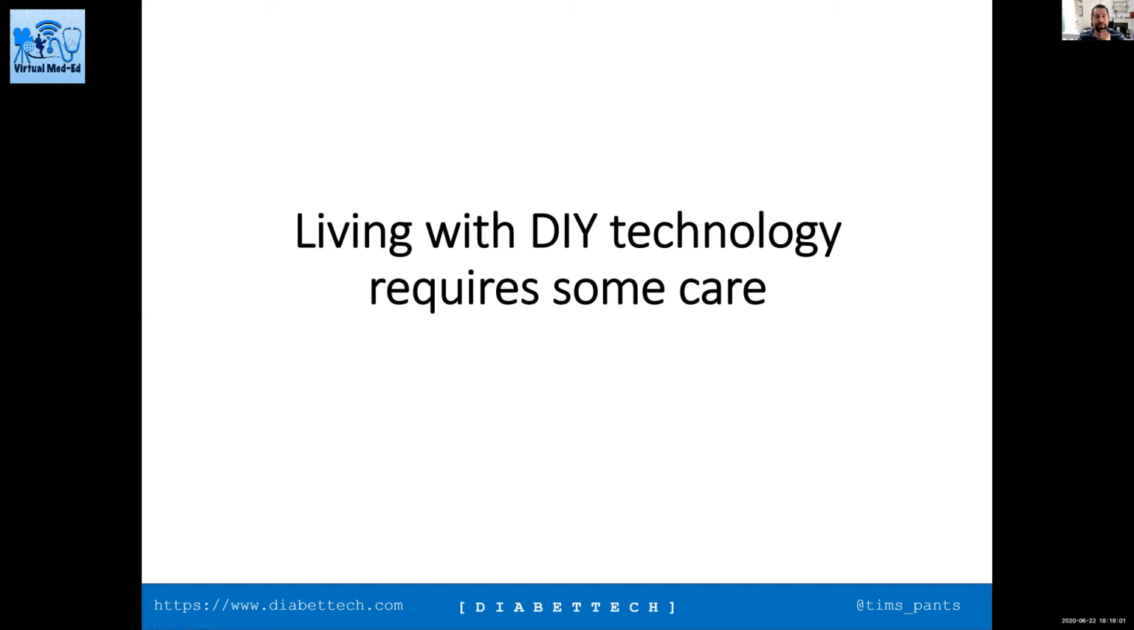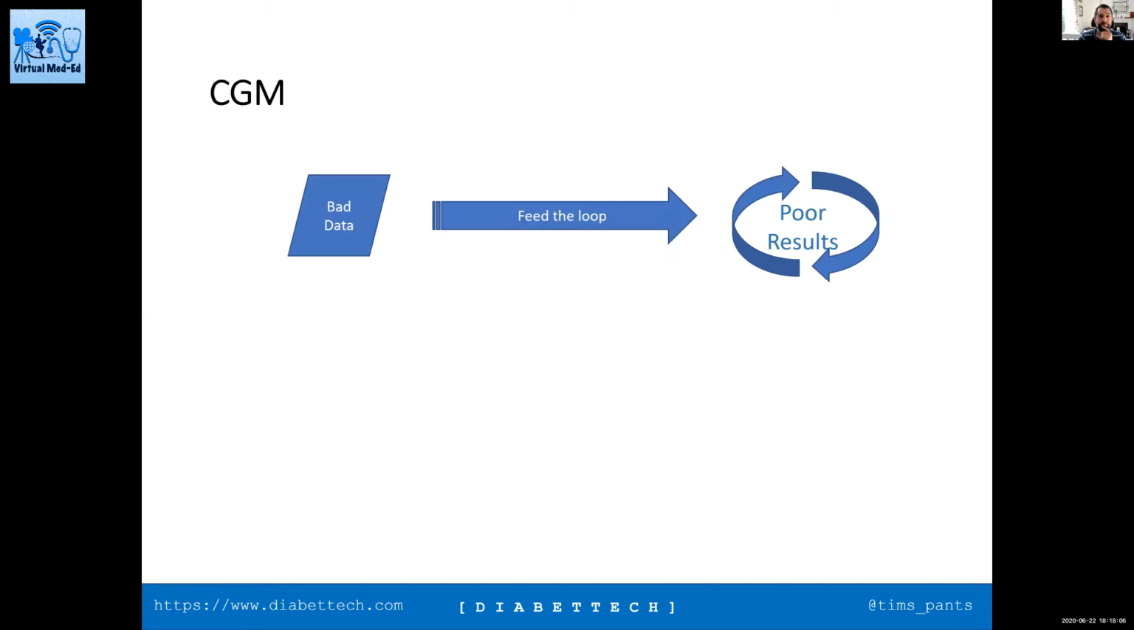So living with DIY technology requires some care and attention. Firstly, with CGM, if you have bad data and you feed the Loop with bad CGM data, then the outcomes aren't necessarily going to be what you want them to be. So for those people using converters to turn a Libre into a real-time CGM system, the users have to be careful about how they calibrate, when they calibrate, and make sure that they don't over or under calibrate.